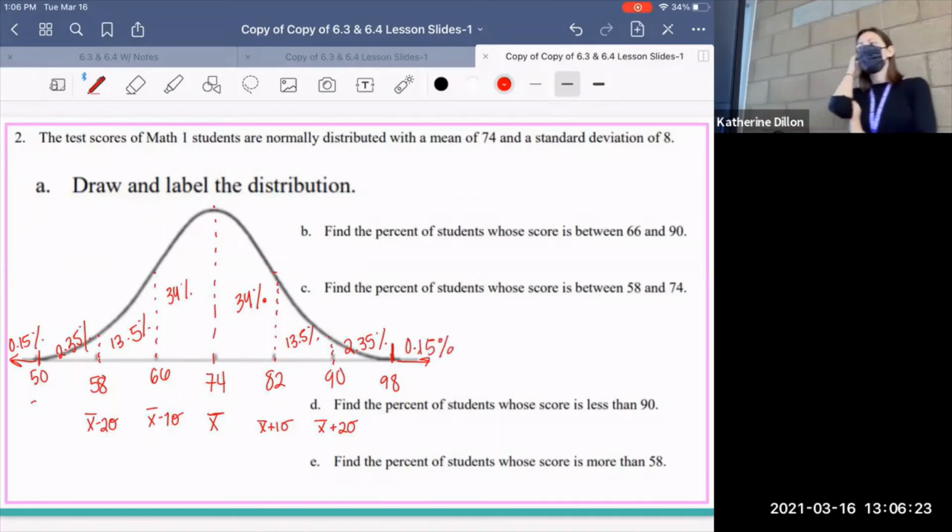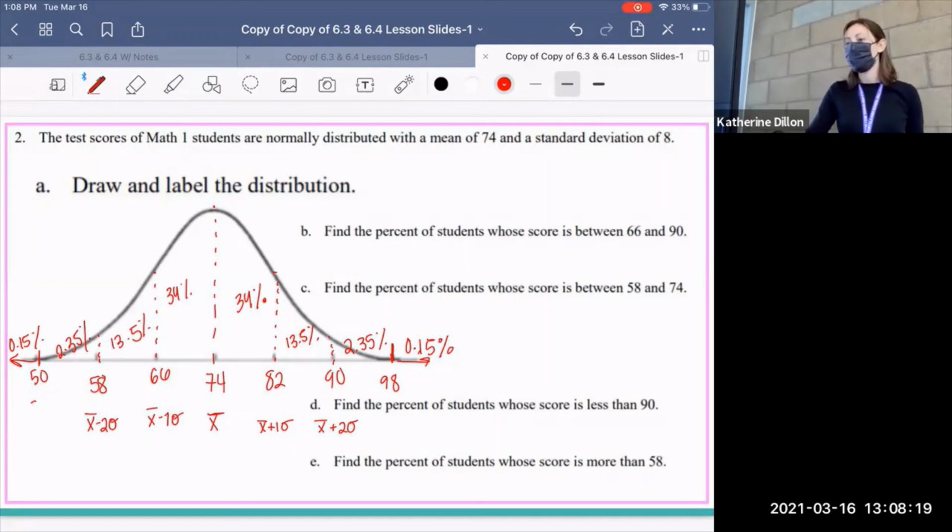Okay. Find the percent of students whose score is between 66 and 90. Find the percent of students whose score is between 58 and 74. Find the percent of students whose score is less than 90. And find the percent of students whose score is more than 58. So see if you can add all those percentages together. Find your totals for each question.